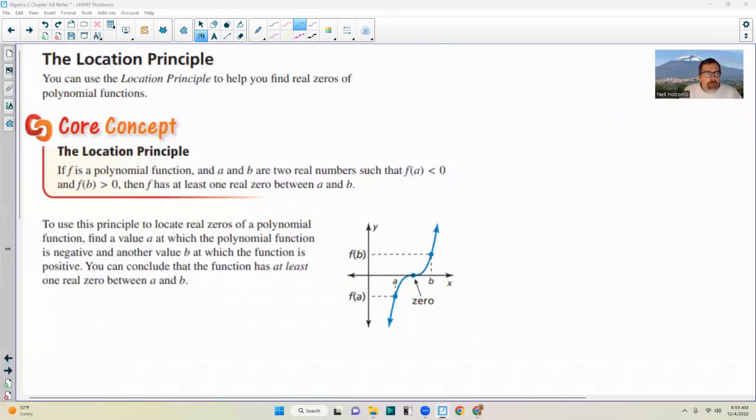Okay, the location principle is the next concept we're going to talk about. It says you can use the location principle to help you find real zeros of polynomial functions. So the core concept states that if f is a polynomial function and a and b are two real numbers such that f of a is negative and f of b is positive, then f has at least one zero between a and b.